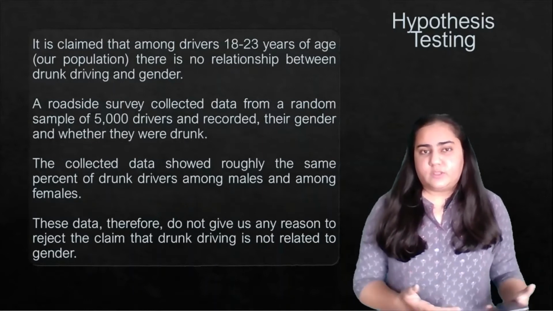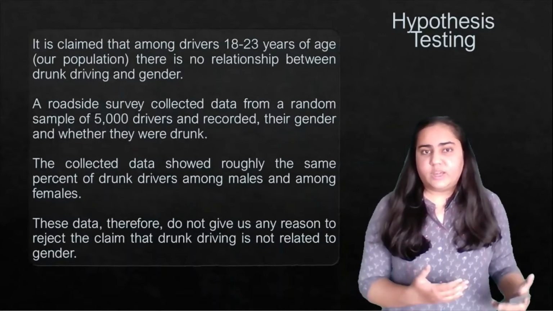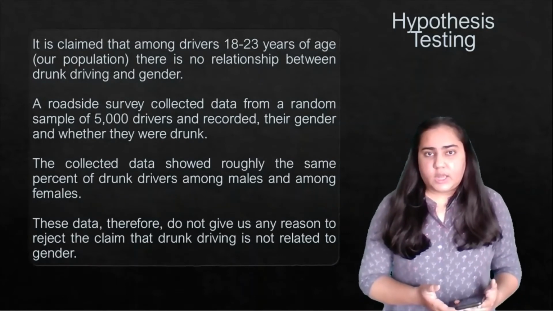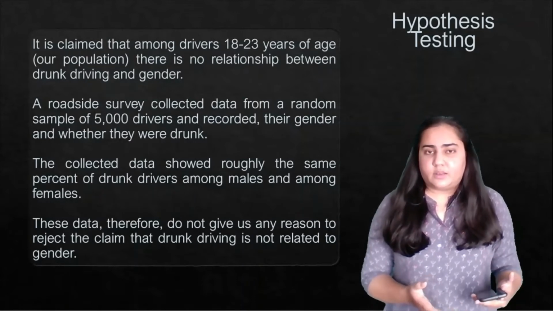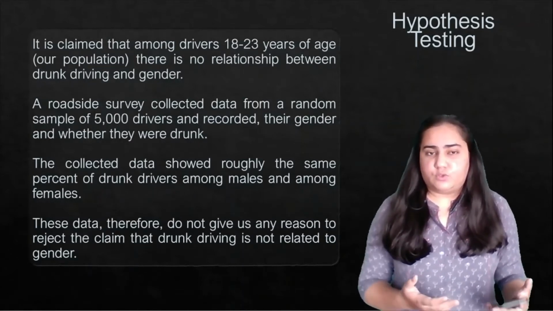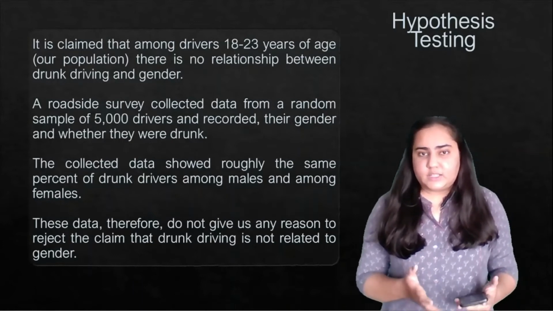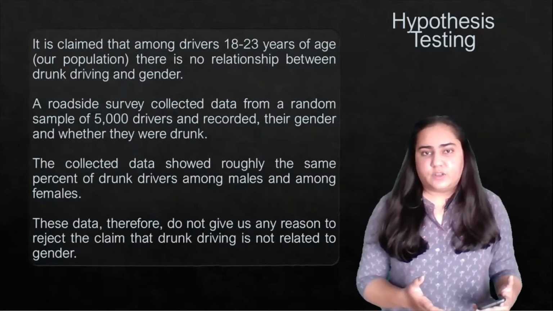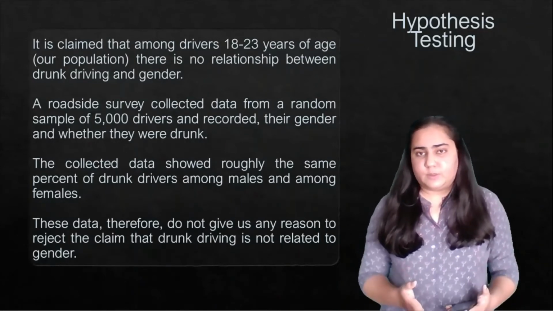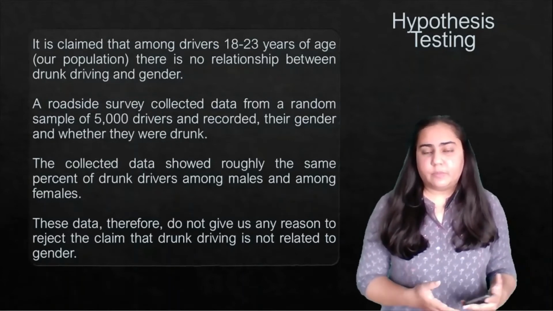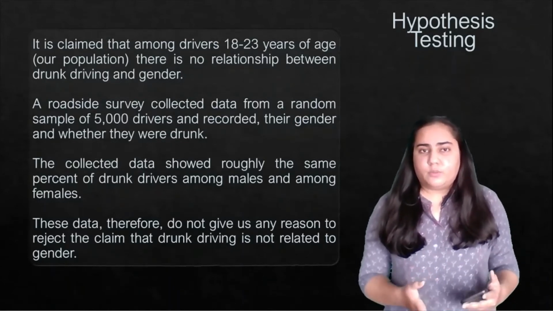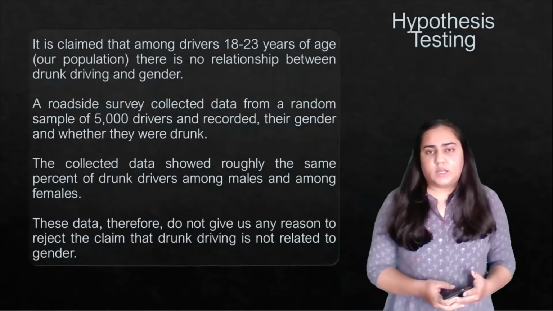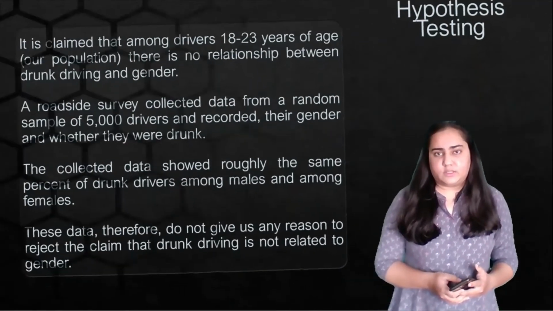Now, to prove this claim, either true or false, we made a roadside survey where we took a random sample of 5,000 drivers, recorded their gender, and tried to find whether they were drunk or not. So this collected data would show us roughly the same percentage of drunk drivers between males and females. Because this was the result of the sample, we can conclude that probably the claim that we made might also be true. So this is again an example of hypothesis testing.